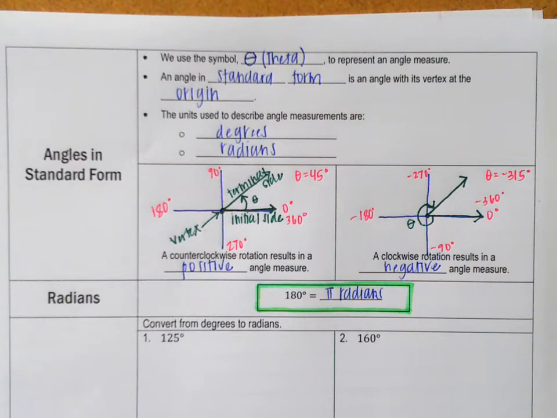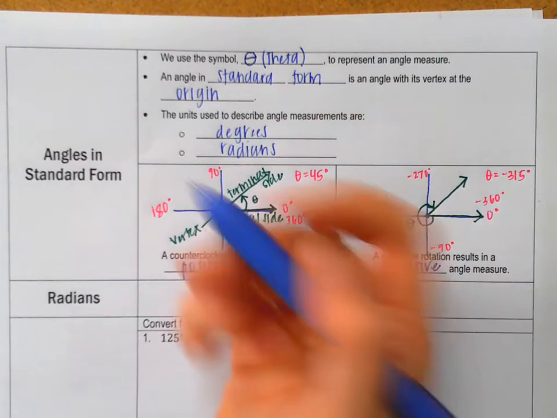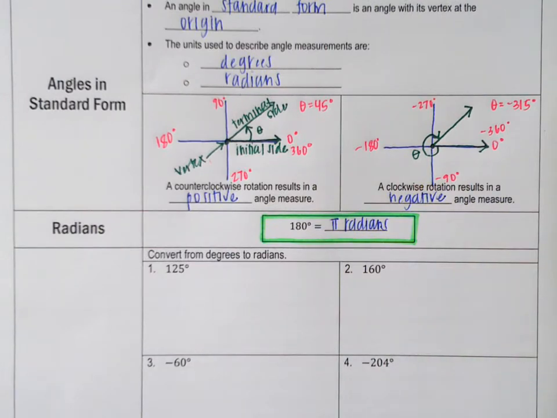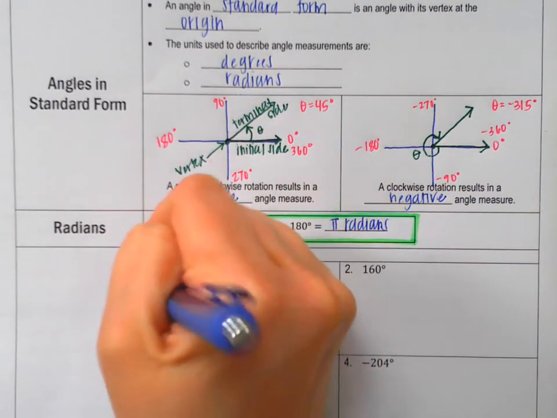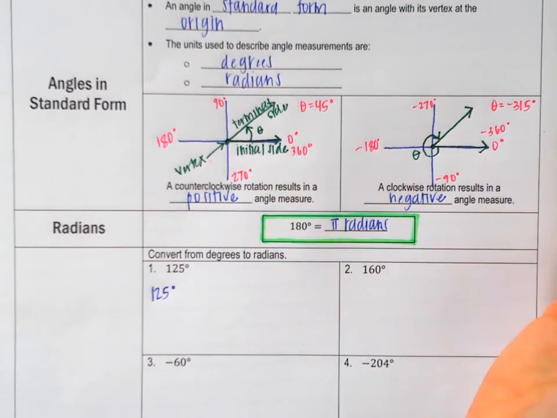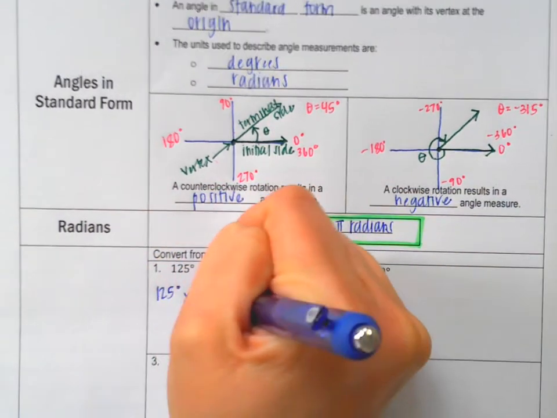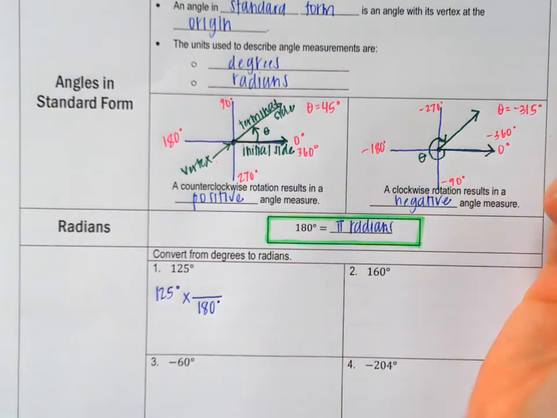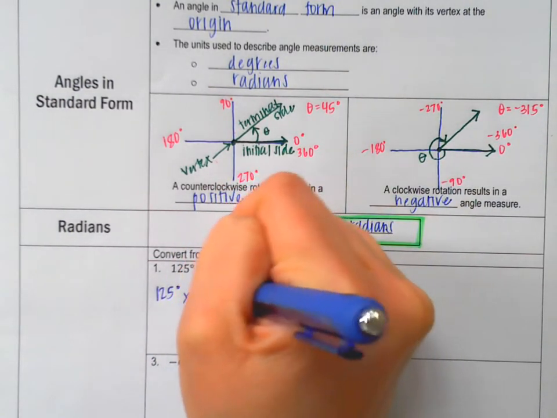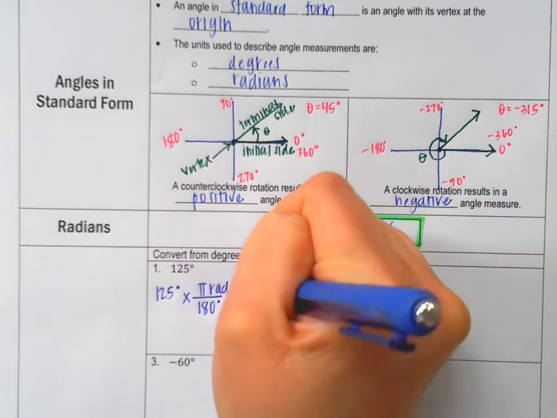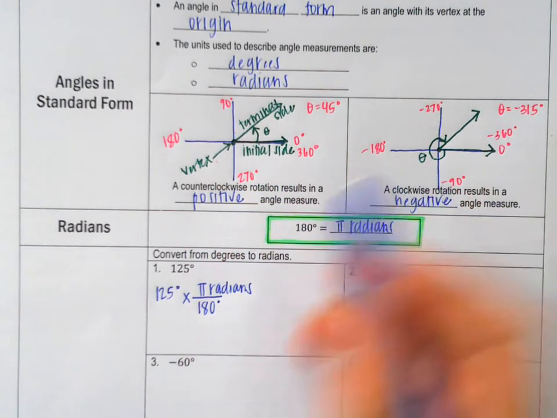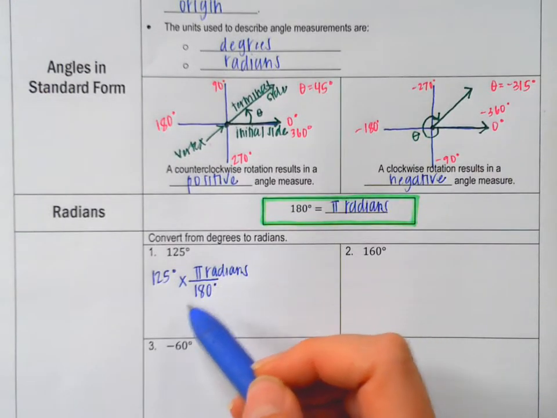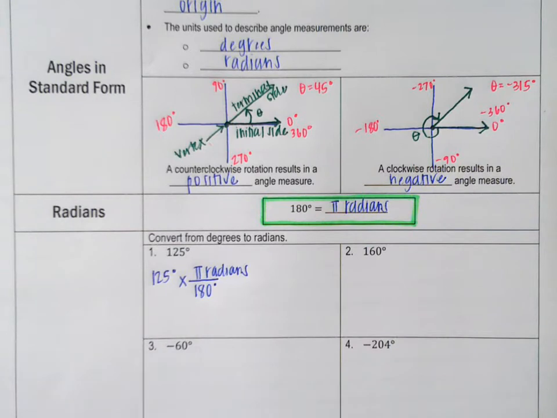So we have degrees and we want to convert to radians. I'm going to set it up just like you would if you were taking a chemistry class. So you have 125 degrees. Now you're trying to get rid of the degrees, so I'm going to put the degrees on the bottom, because 180, and then I'm going to put radians on top. So pi radians, because that's what we want our end result to be. What the end result is going to go on top, and what you're trying to get rid of is going to go on the bottom.